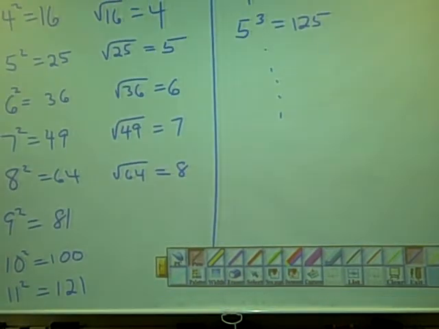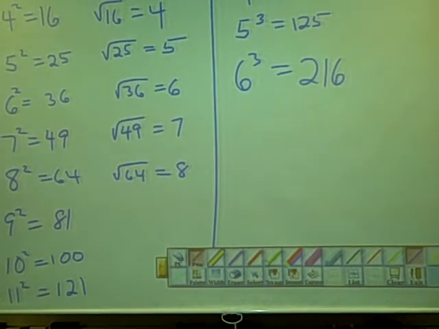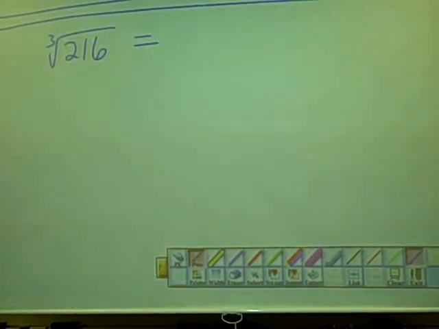Okay, so if we had the cube root of 216, well, if we said 5 cubed is 125, 6 cubed just happens to be 216. So we can say here that the cube root of 216 is going to be what? 6, right.